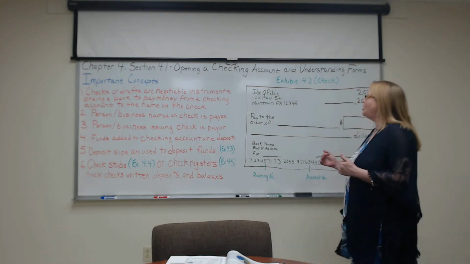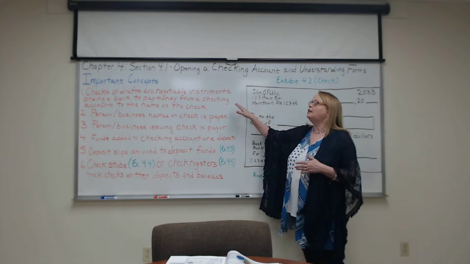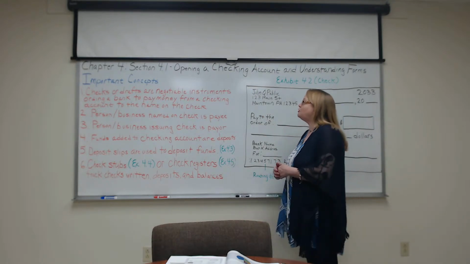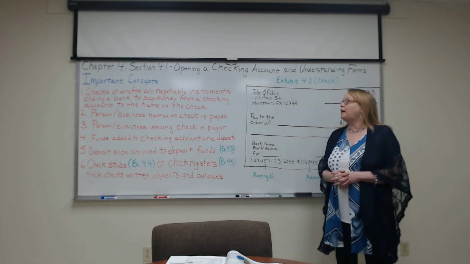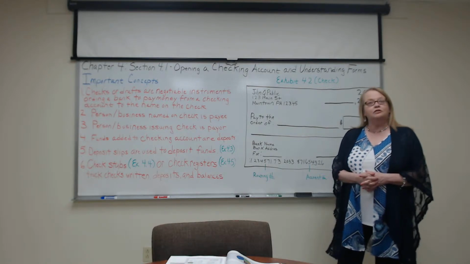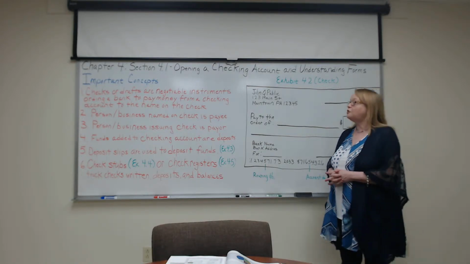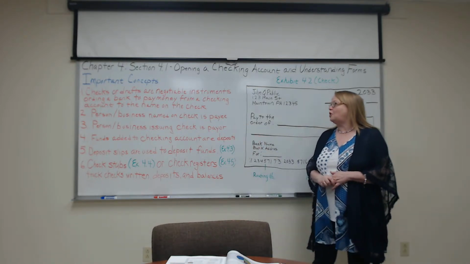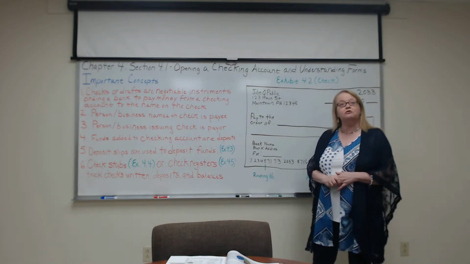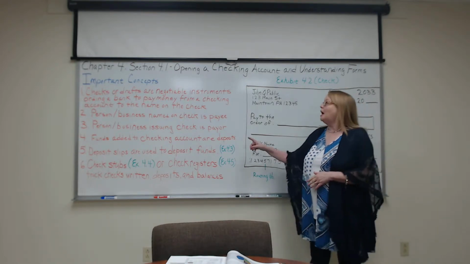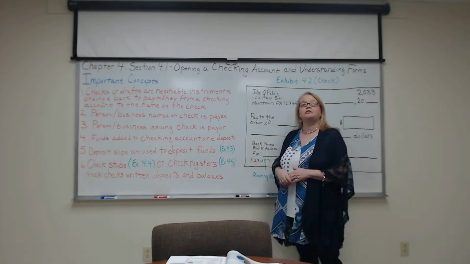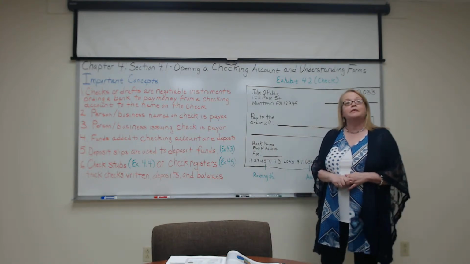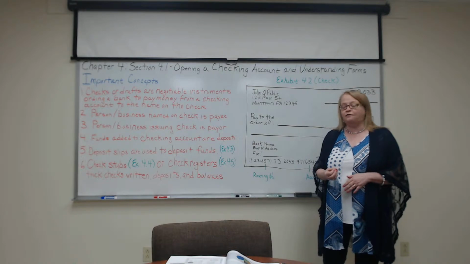Now, some of the important concepts from this section is that basically checks or drafts, the terms can be used interchangeably, are negotiable instruments ordering a bank to pay money from a checking account to the individual who is named on the check. And so there's some terms that are associated with a checking account. The person or business named on the check is the payee. So the person who's going to be receiving the money is the payee. The person or business who is issuing the check is known as the payer. They're the ones who are having funds that are going to be taken out of their account.